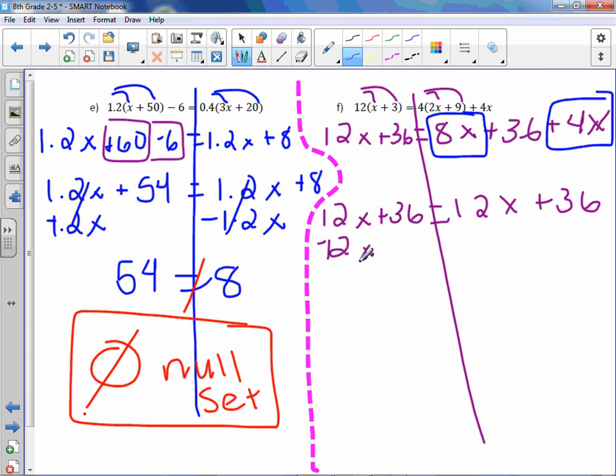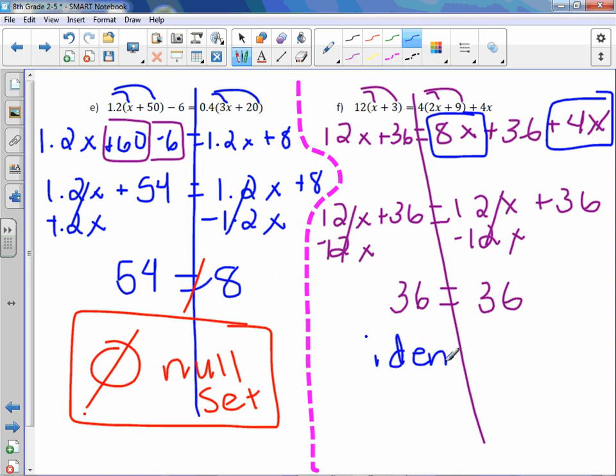Subtract 12x from both sides. It ends up canceling out on either side. We have 36 equals 36, which makes this an identity, which means there are infinitely many solutions. So null set is no solutions. Identity is infinitely many.